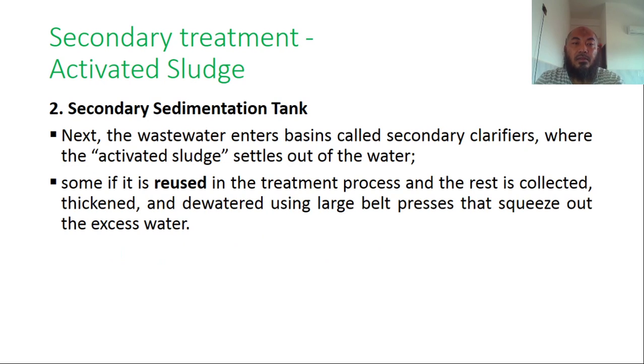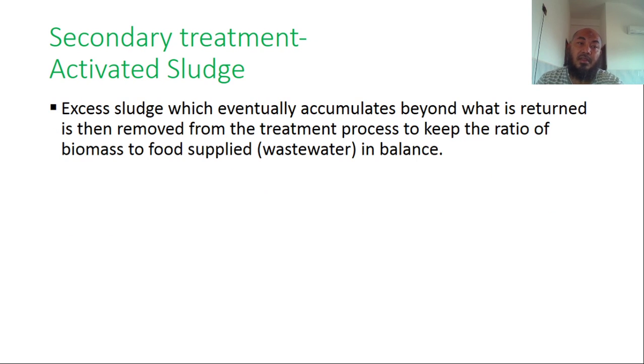And after that, they go to the secondary sedimentation tank. So next, the wastewater goes into a basin called the secondary clarifier, where the activated sludge settles out of the water. Some of it is used in the treatment process, and the rest is collected and thickened, and the water is removed using a large belt press that squeezes out the excess water. So this is like a sludge treatment.